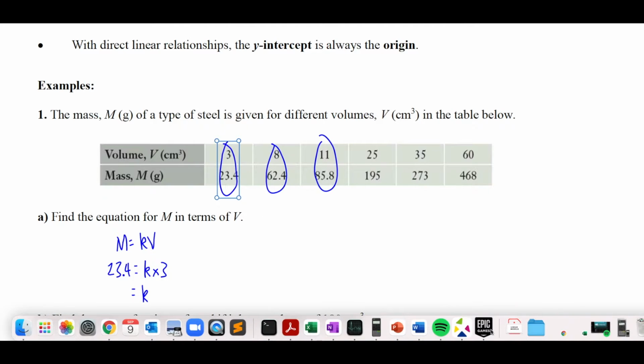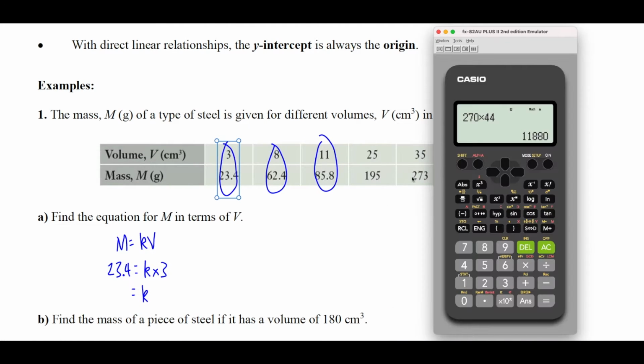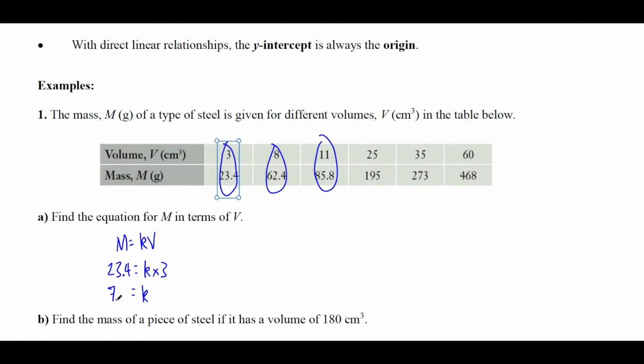I'm going to use a calculator. 23.4 divided by 3 gives you 7.8. So k equals 7.8. Once you find the value of k, you can substitute this value back into the equation. Therefore, m is equal to 7.8v. So that's your answer. This is your equation that expresses the relationship between volume and mass.